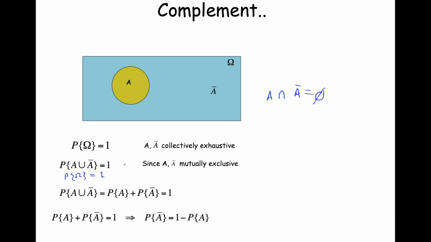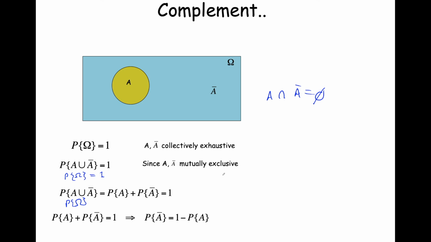So if that's the case, if we take the union of them, the probability of their union is equal to the probability of A plus the probability of A bar. Well, we know from that exhaustive property that's equal to 1, because that's the same as saying the probability of A union A bar is the probability of sample space omega, right? Okay, so the probability of A plus the probability of A bar equals 1.